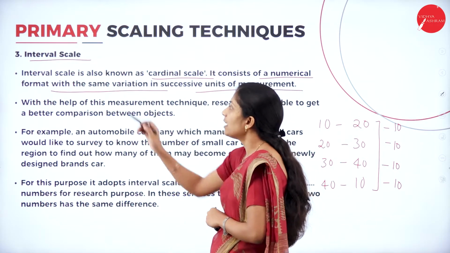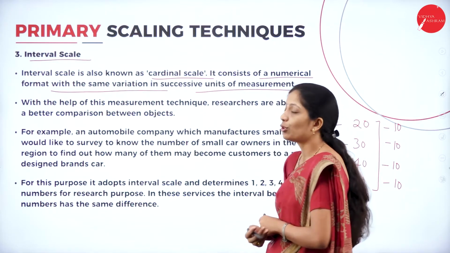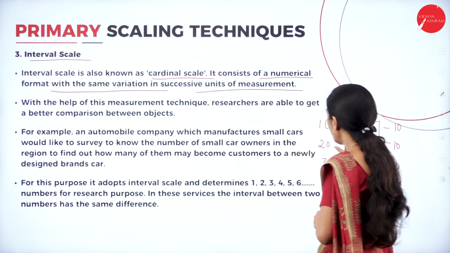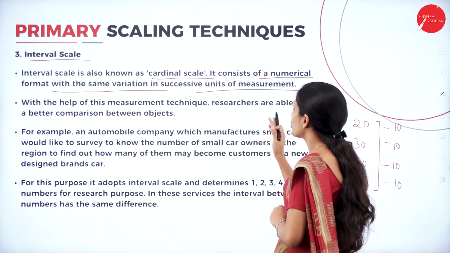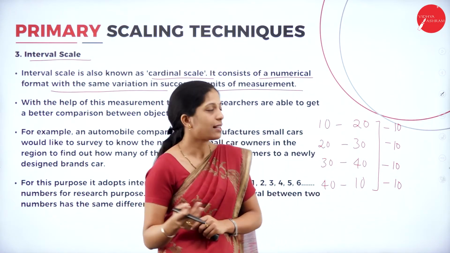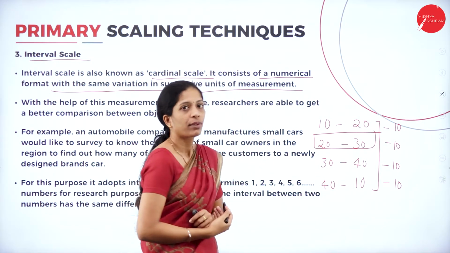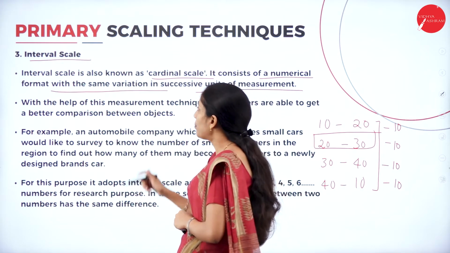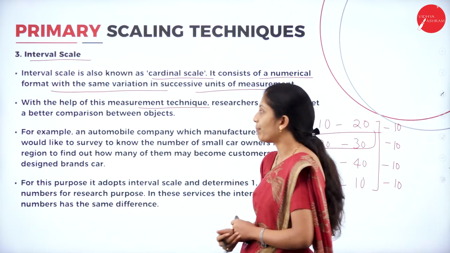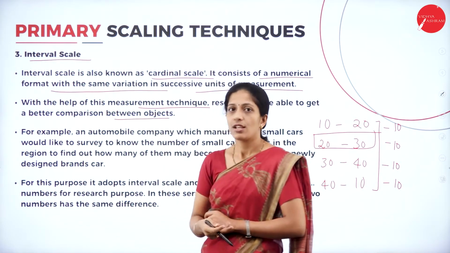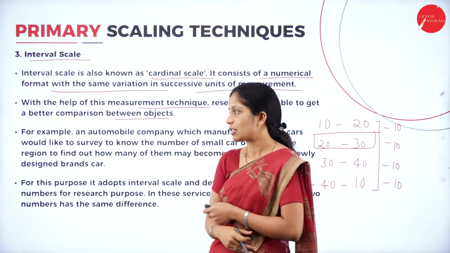So, what does it tell? Interval scale is also known as cardinal scale. It consists of the numerical format, in the form of numerical values with the same variation in successive units of measurement. If you see the first one and the second one, the difference is the same. With the help of this measurement technique, researchers are able to get a better comparison between objects. In order to compare one object to another, this method is used.